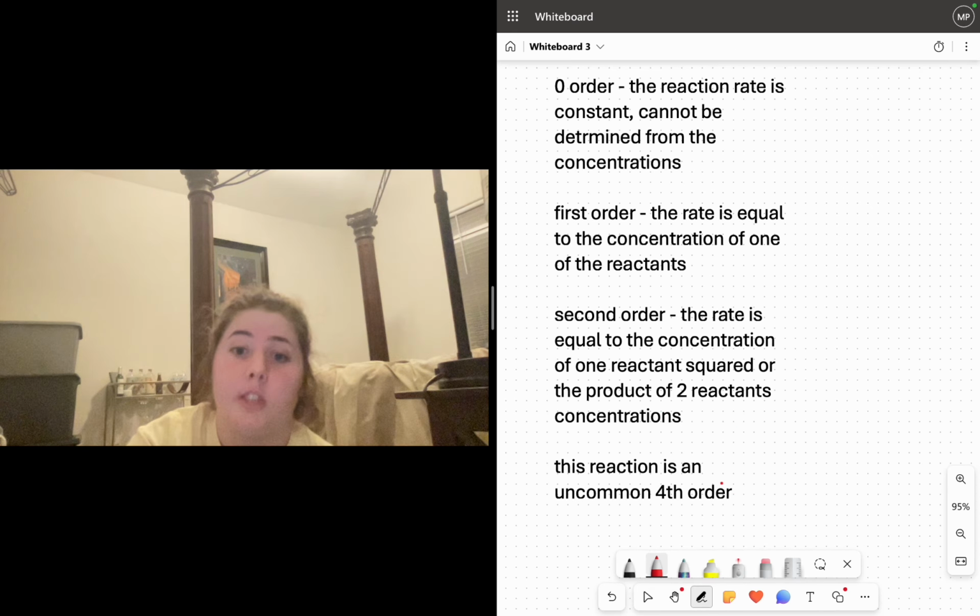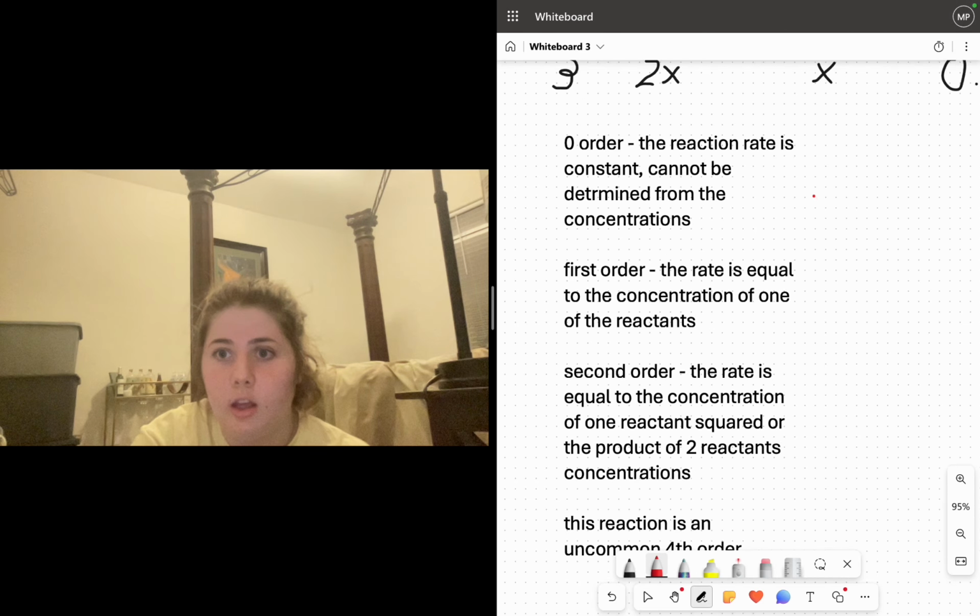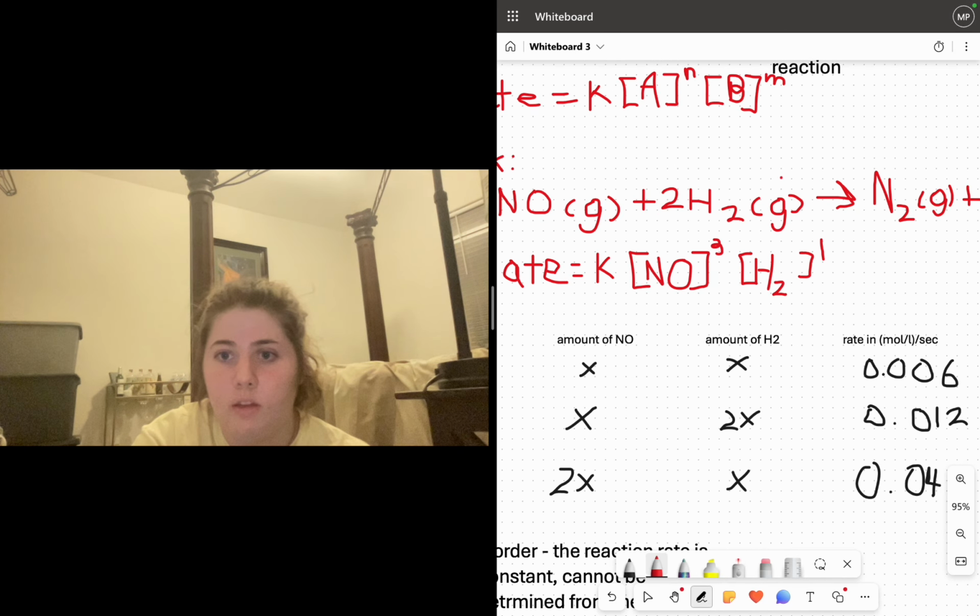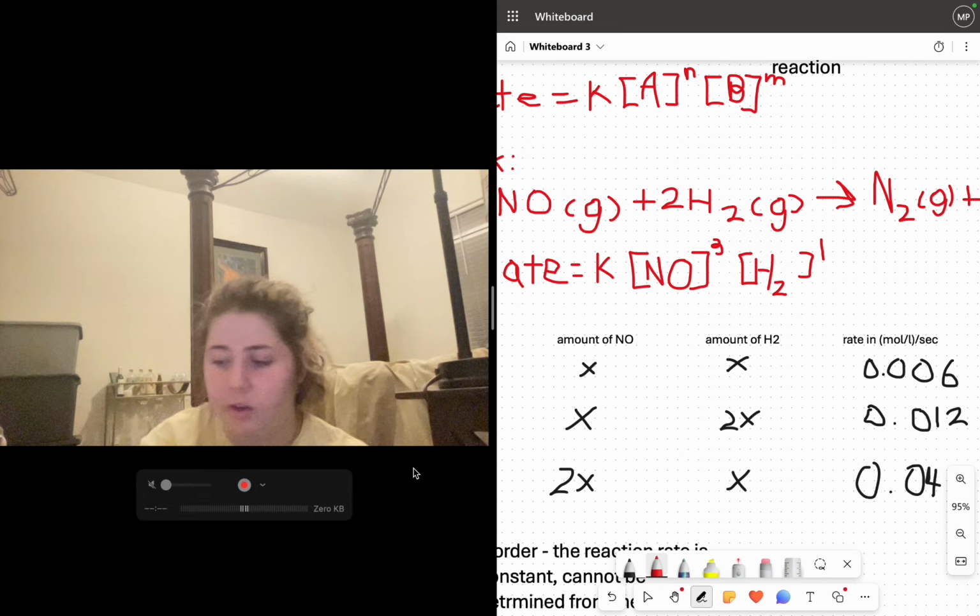So to actually get your reaction order, you need to add the exponents. So this reaction is a 4th order, which is actually kind of uncommon. And since our exponents were 3 and 1, you just add 3 plus 1 equals 4. That's your order. And that's kind of the simple math on how to do that. But yeah, I hope this explains rate law a little better.